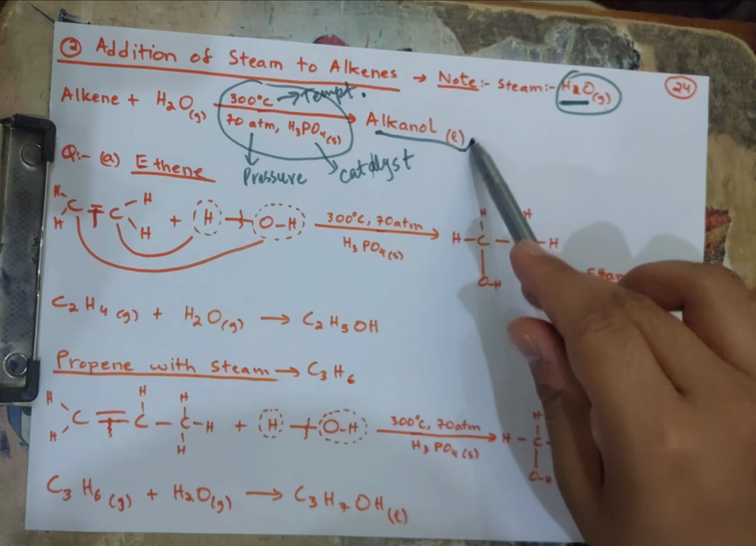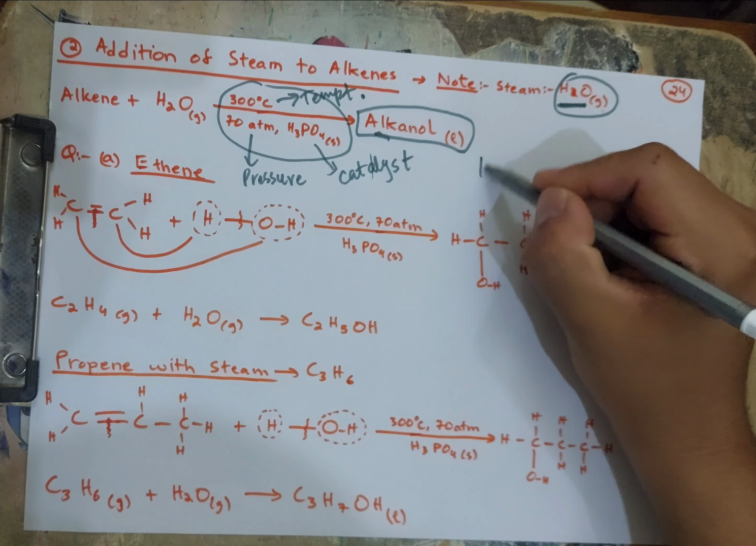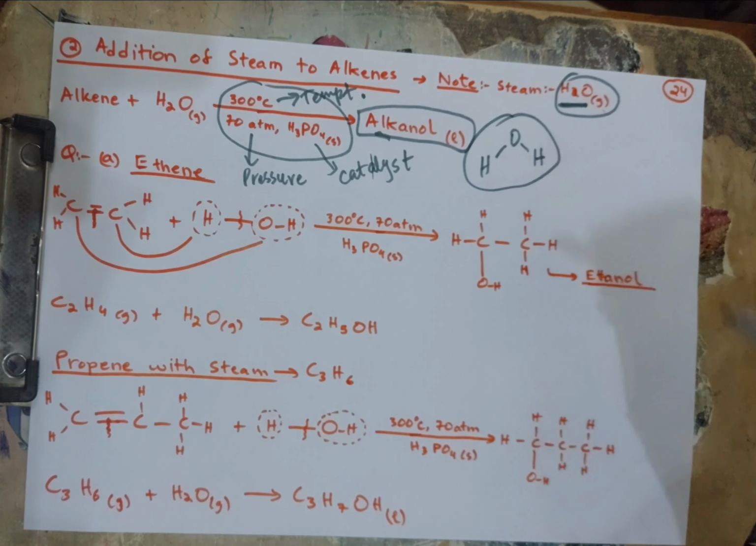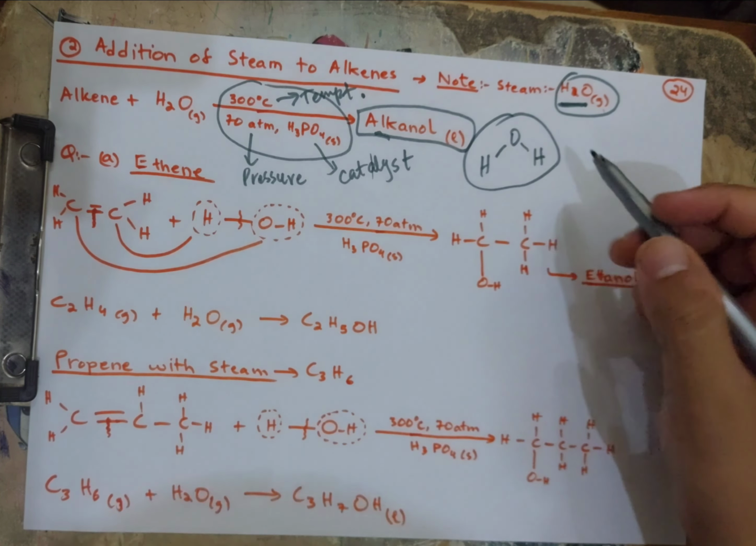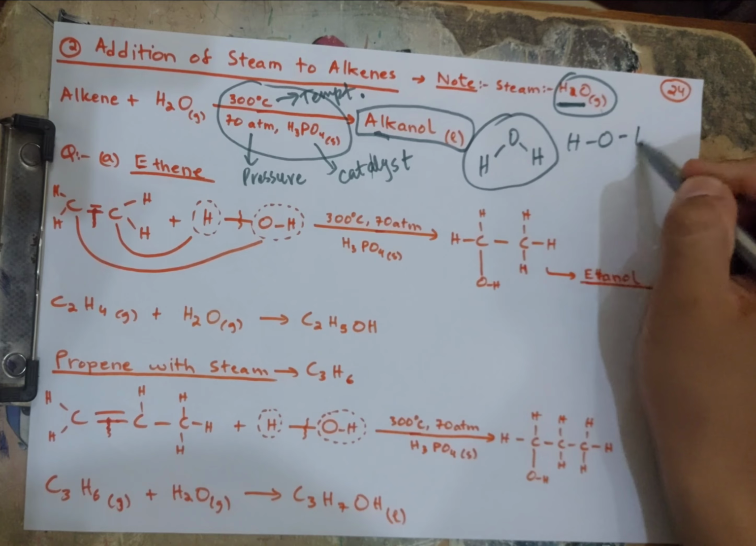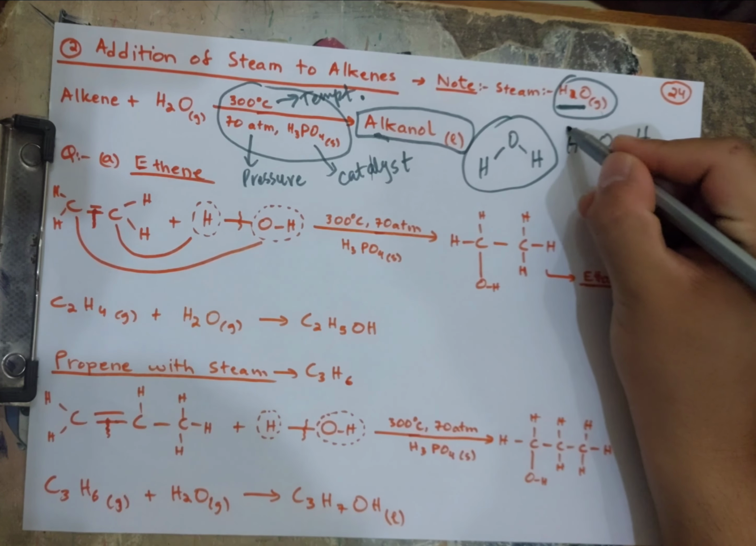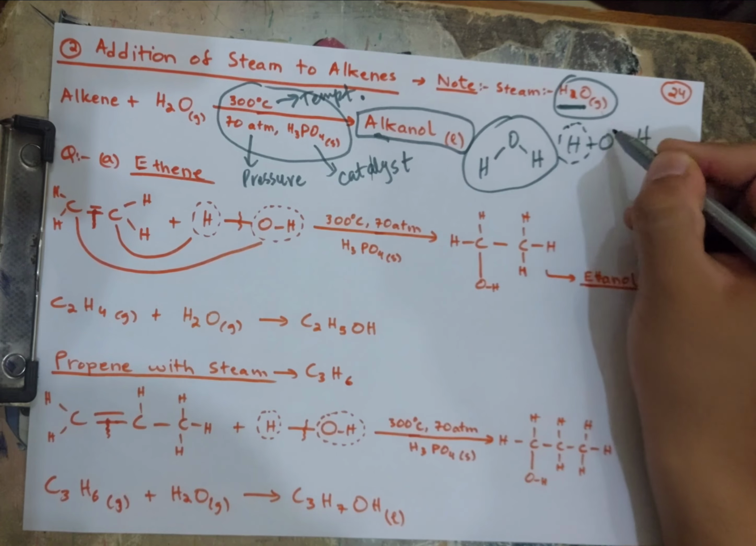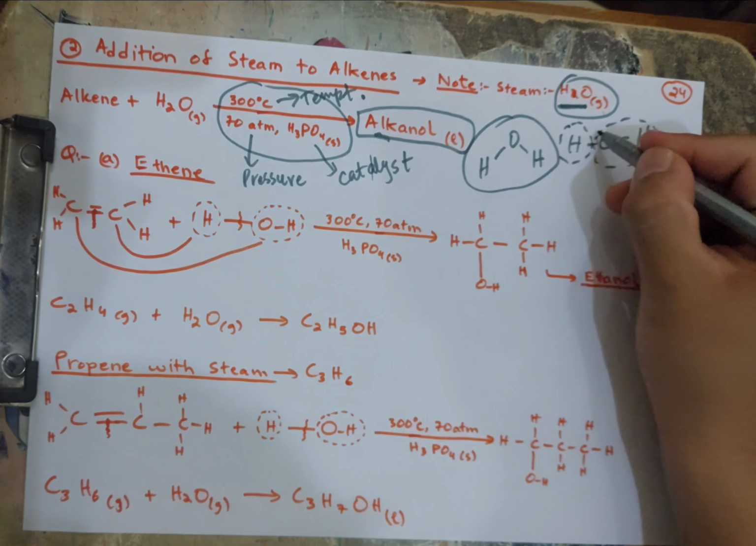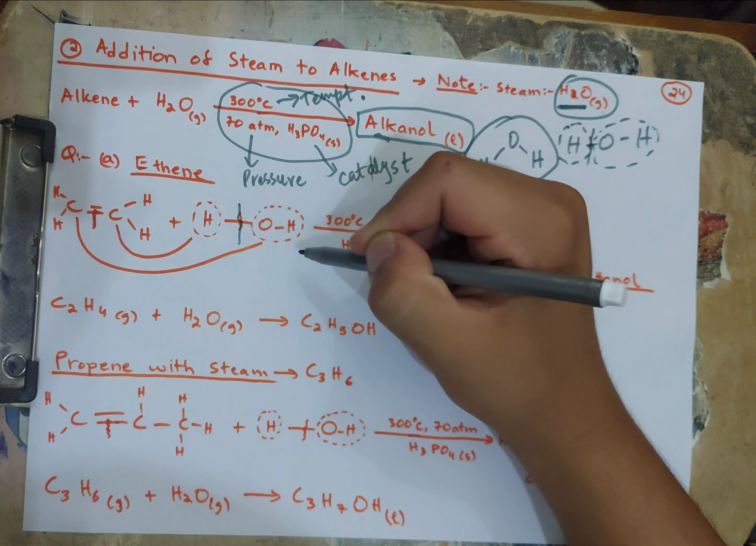So for example, we take ethene, and this is HOH. In this case we don't have HH, we have HOH, which is the structural formula of H2O. So here H will break away from this OH, and the bond between them will break down. This H is separated and this OH part is separated.